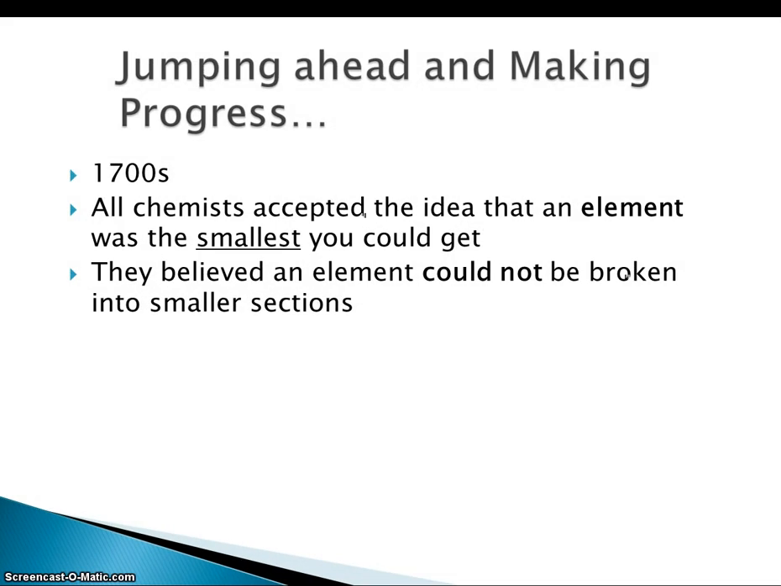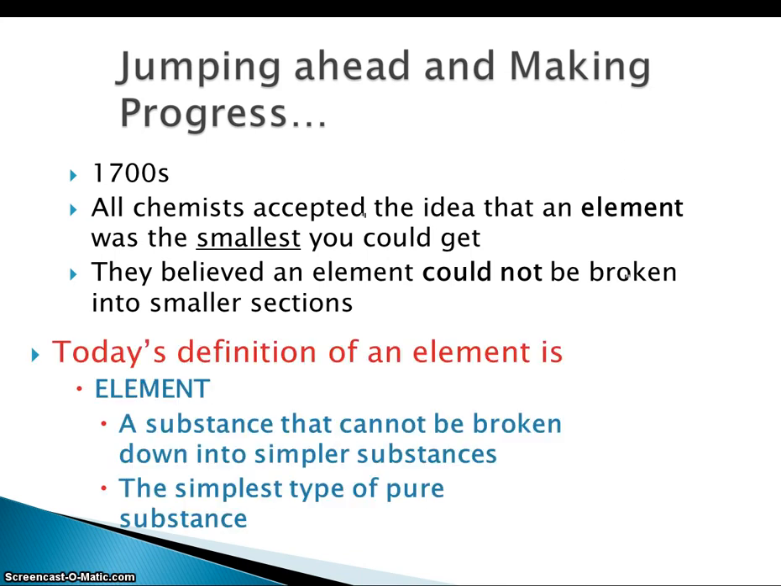Okay, so we're going to jump ahead and make some progress to the 1700s. At this point in time, all chemists did accept the idea that an element was the smallest you could get. They believed an element could not be broken down into smaller sections, and we know today's definition of an element is a substance that cannot be broken down into simpler substances. It's the simplest type of pure substance. The other thing you could add to this is that it is made up of one type of atom. So a carbon element is made up of only carbon atoms. Iron element is only made up of iron atoms.